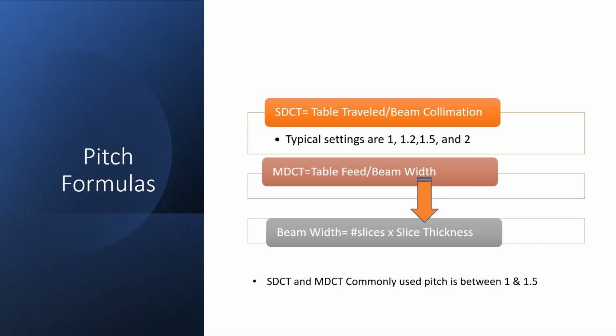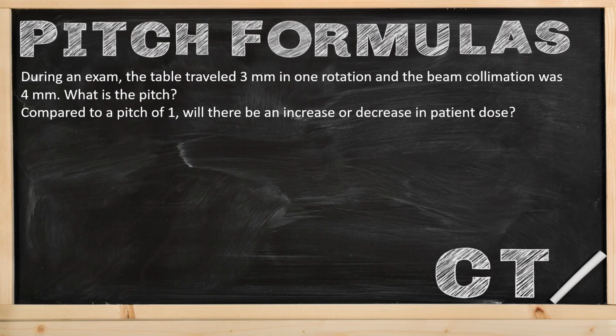Review of commonly used pitch formulas for both single detector CT and multi-detector CT. For single detector CT, it is the table traveled divided by the beam collimation. For multi-detector CT, table feed divided by beam width, whereas the beam width equals the number of slices times the slice thickness. Now we are going to solve for a few pitch problems.